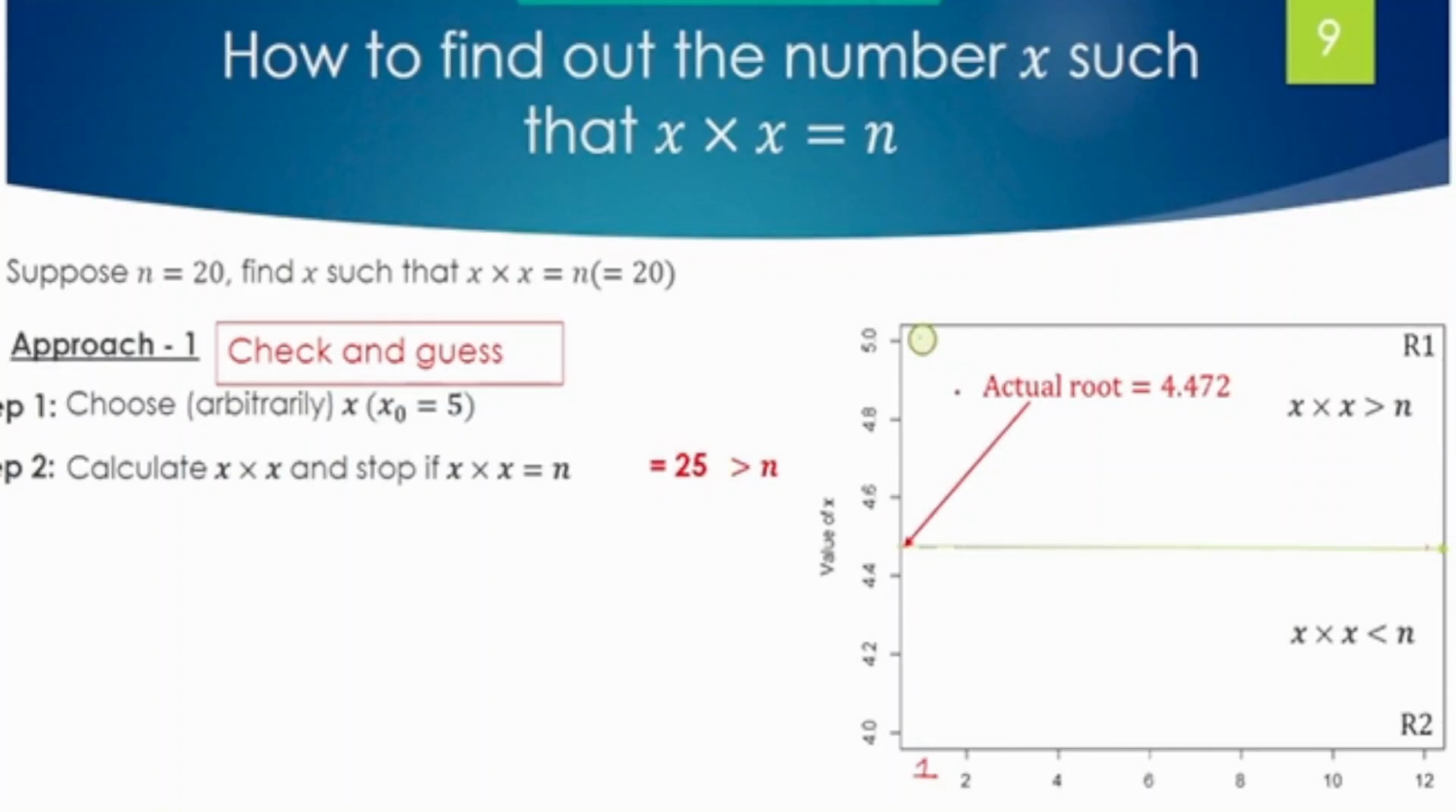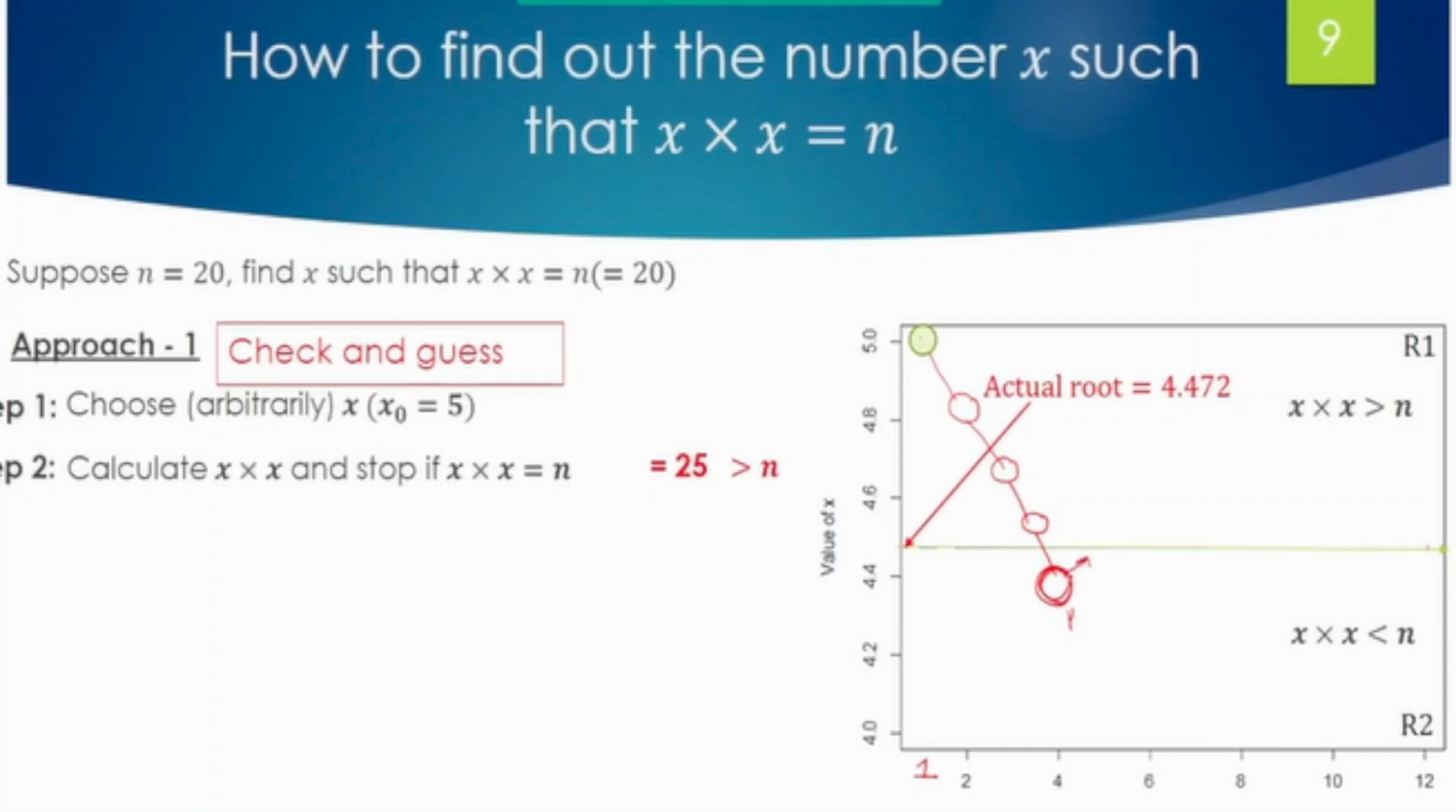Now after that reduction, let's say we are still in the same region, then we will do further reduction, right? And we will keep on doing this reduction until we reach the region R2. Why? Because once we reach R2, this particular value of x is already less than the actual root, so there is no point in reducing it further, because then we will go far from the actual root. Now we need to change the direction of our movement and we need to increase, right?